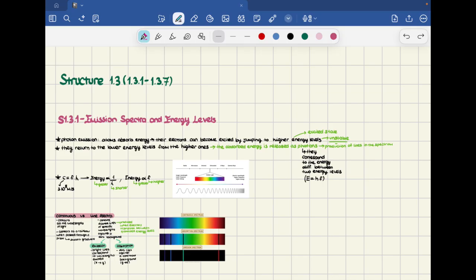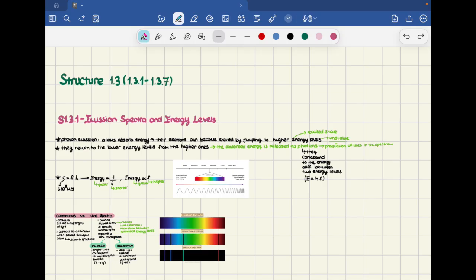So let's start with talking about photon emission and how the lines are produced in the emission spectrum. Basically, atoms can absorb energy, right? And this energy can be from many different energy sources like heat or electricity. As the atoms absorb energy, their electrons can jump from lower to higher energy levels. So the electrons can become excited, right? They can move from the stable ground state to the unstable excited state.